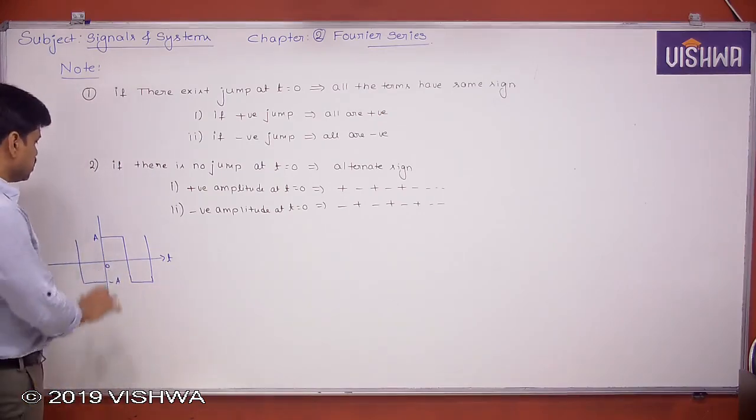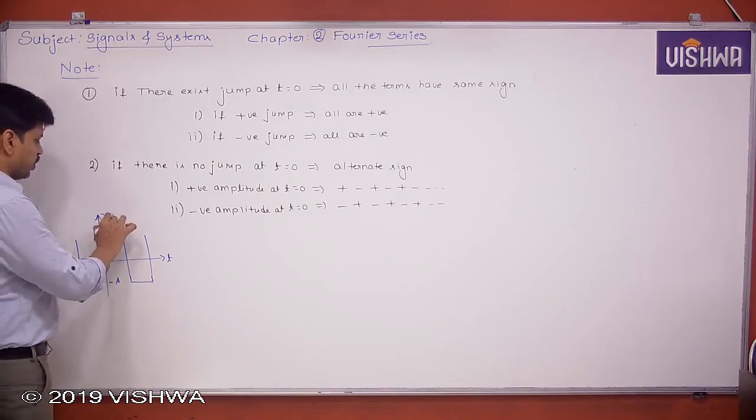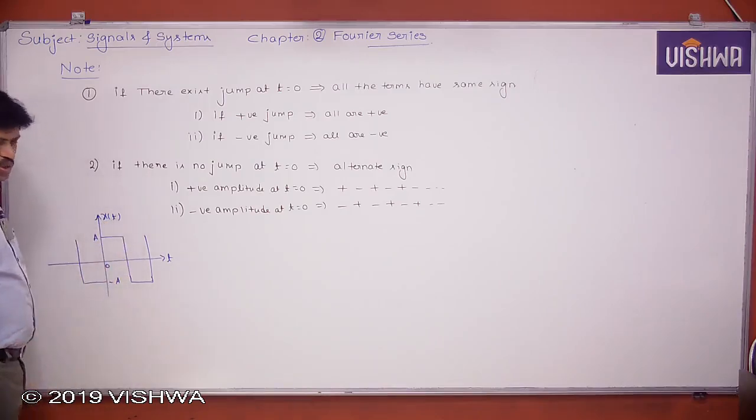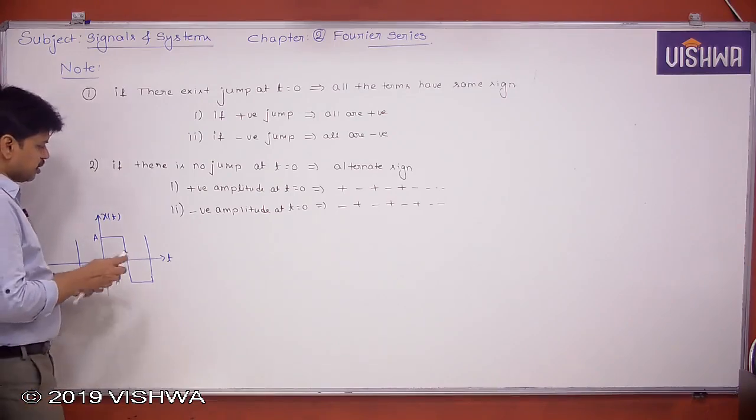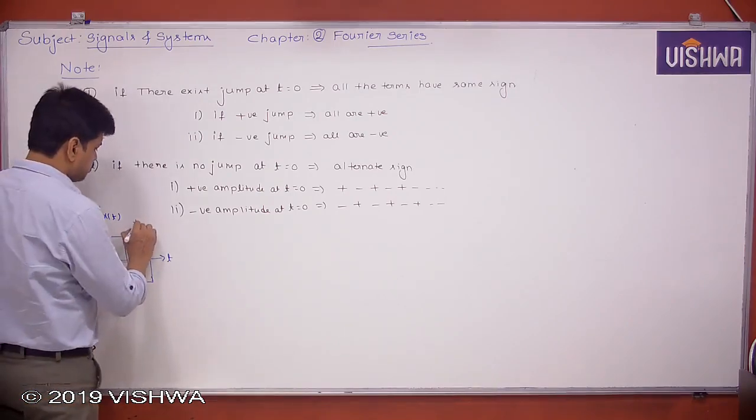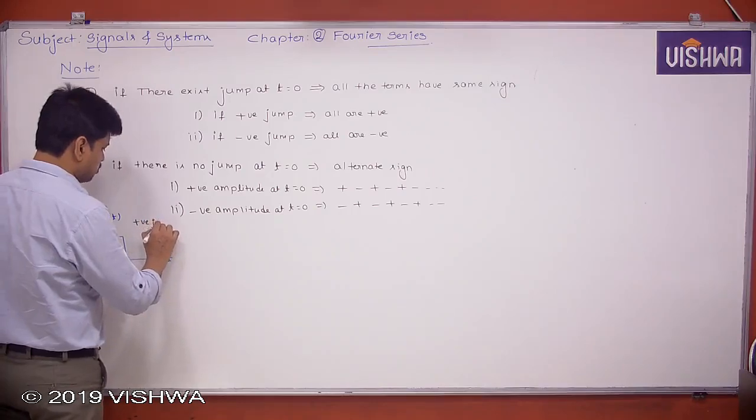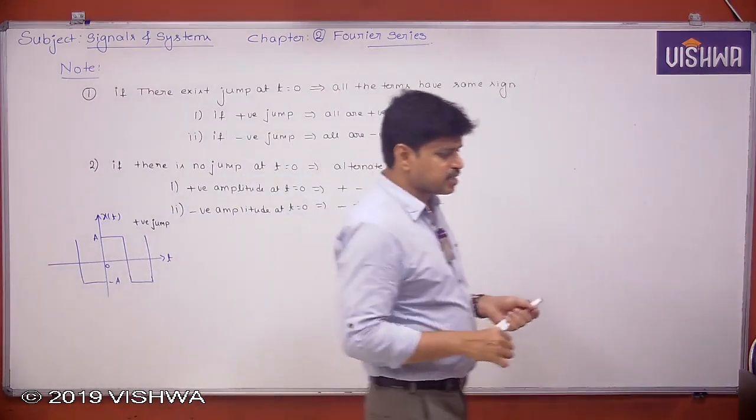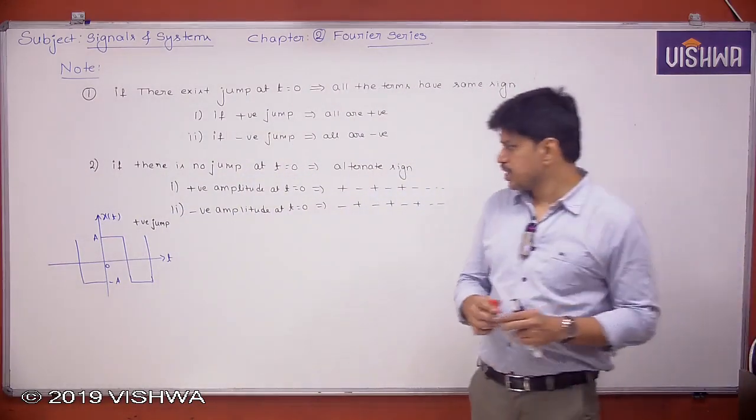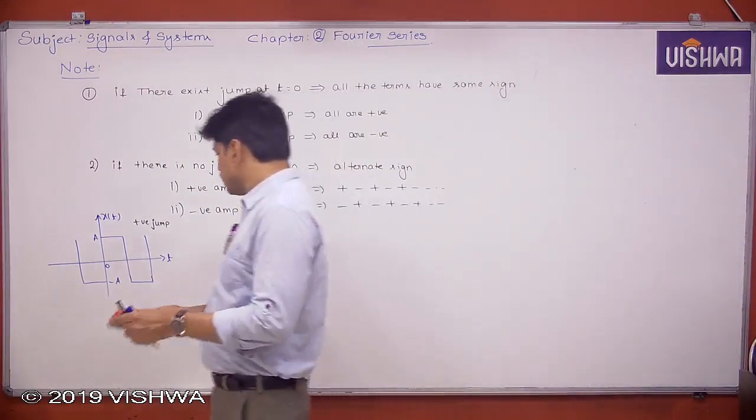Okay. So at t equal to 0, we are having a jump. That too, it is a positive jump. If it is a positive jump, then how to write the x of t expression? And we know that it is having only bn.